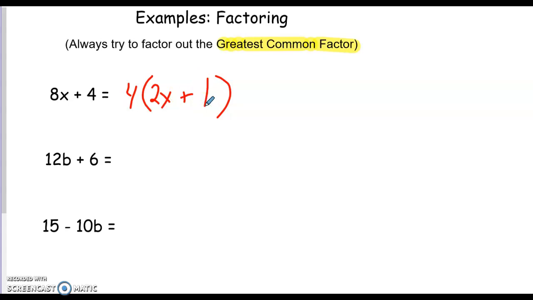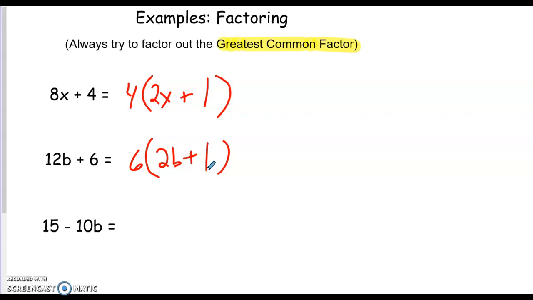All right. 12b plus 6, it looks like 6 would be our greatest common factor. I'm going to factor that out. And then I need the other factor partners. So 6 times 2b plus 6 times 1.